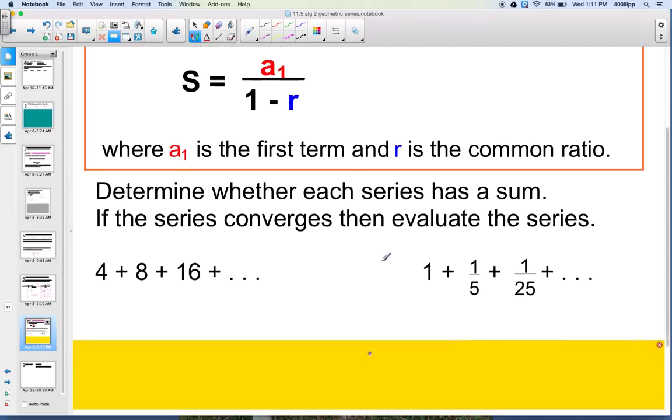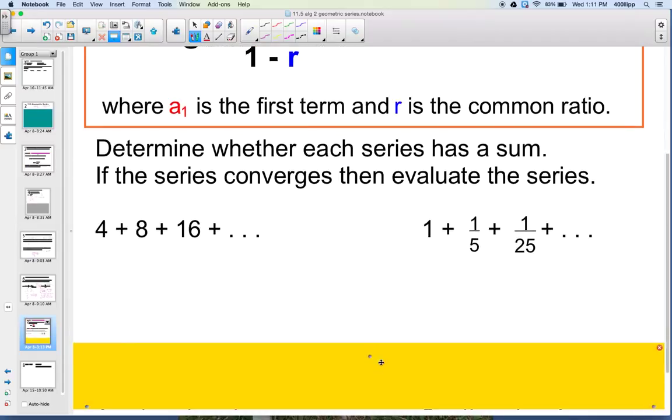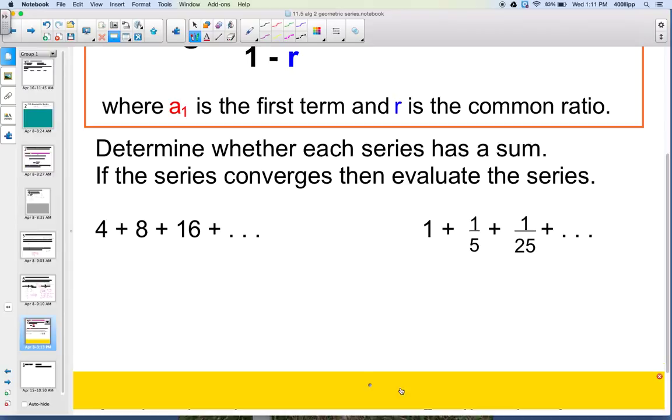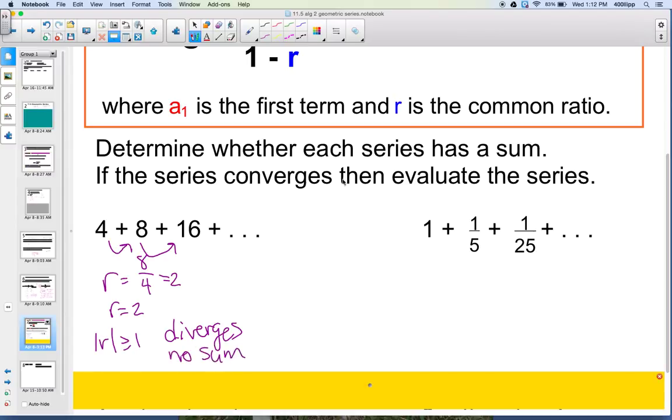So we want to determine whether each series has a sum. So we'll determine that by finding the value of r, or the common ratio. So if the series converges, evaluate the series. Okay, so for this first one here, r, we should be able to see is 2, but if we can't see that right away, we'll take the second term, divide it by the first term, and get a 2. So r is equal to 2, and we know that when the absolute value of r is greater than or equal to 1, that means it diverges, and therefore it has no sum or no limit. Okay? So this one has no sum.